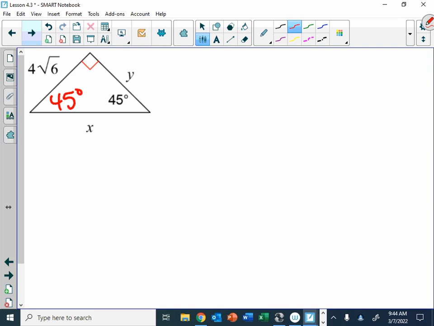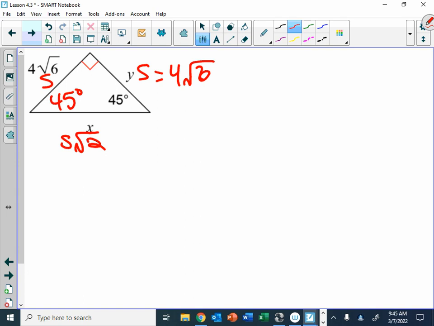Leg or hypotenuse? Leg. Okay. The legs of a 45, 45, 90 are labeled as what? Look at your picture. The legs, S. Okay, your hypotenuse is what? Okay, don't guess, okay? Don't guess. So both of your legs are S. So that means Y is going to be what? 4 square root of 6. Okay? Your legs are the same.